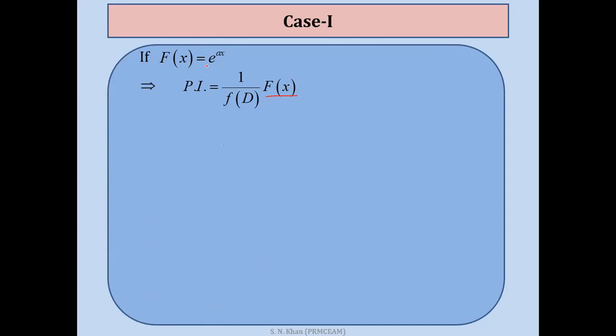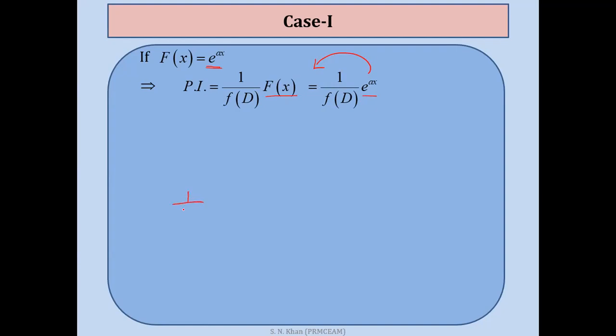So here we are supposing that F of x is the exponential term e to the power ax. So PI will become 1 upon f of D operating on e to the power ax. And please remember that whenever we are writing an operator operating on a function, we cannot bring this function before the operator. We cannot write this exponential term before the operator.